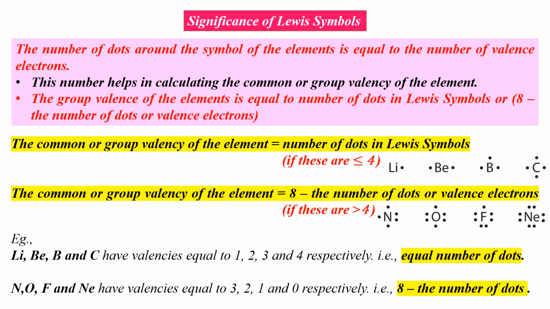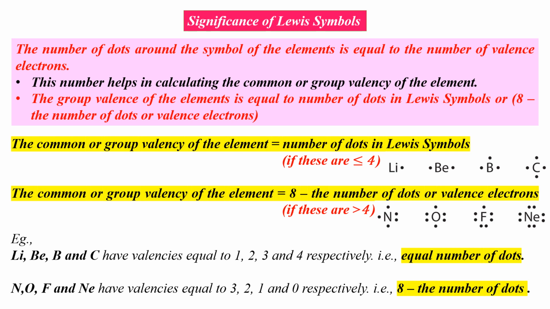Clear? So, if you take lithium, the Lewis symbol of lithium has only one dot, which means it has only one electron in its outermost shell. Since the number of dots in the Lewis symbol of lithium is less than 4, what would be the common or group valency of lithium?